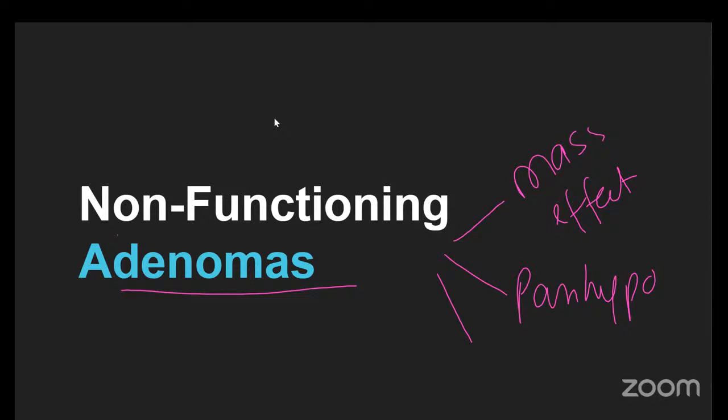Vision. Who was this with the headache? Yes, headache might be a problem, but vision is deteriorated. So mass effect, panhypopituitarism, and visual problems. What sort of visual problems are we going to see?